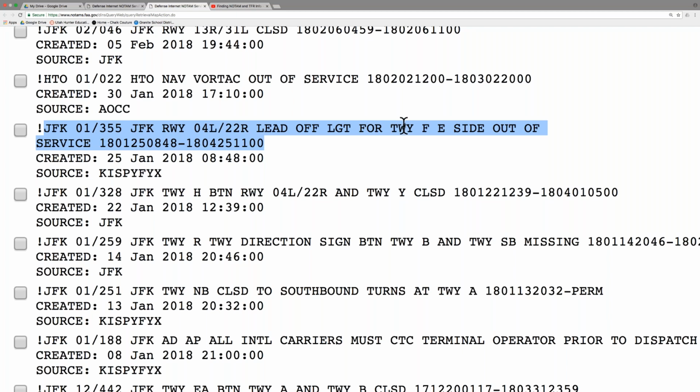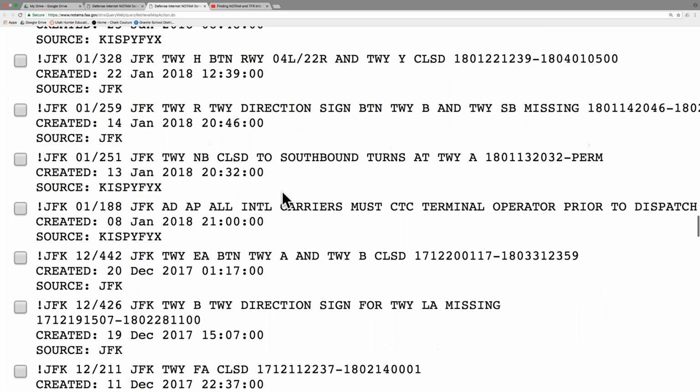So basically, it's telling us that if you're landing on this runway, just a heads up. This is one of the runway ones, so it's not going to pertain so much to us dispatchers. It's more giving the pilots a heads up that only one side of taxiway Foxtrot is lit up off of this runway. So good, yeah.